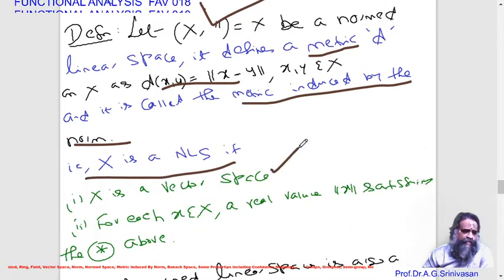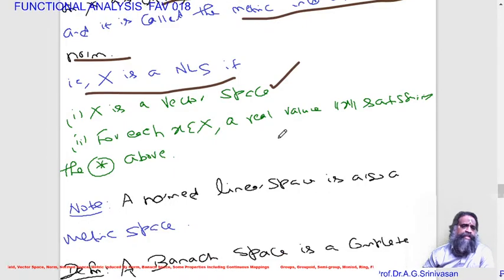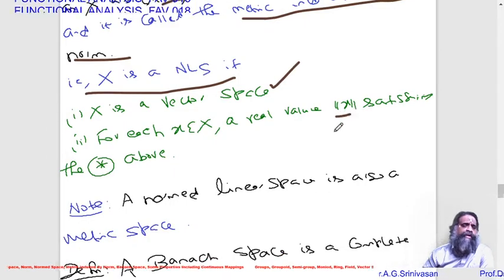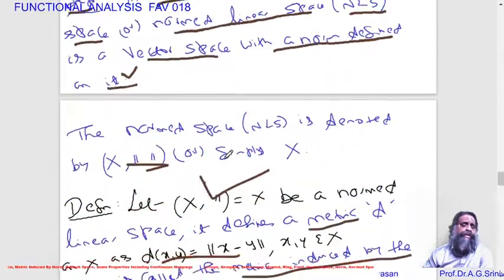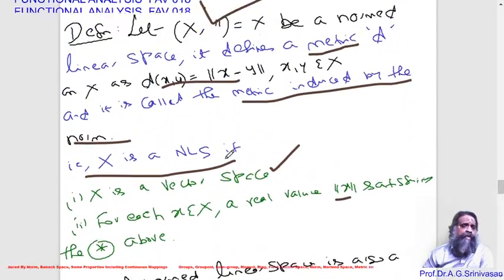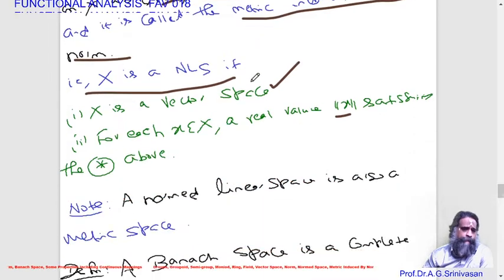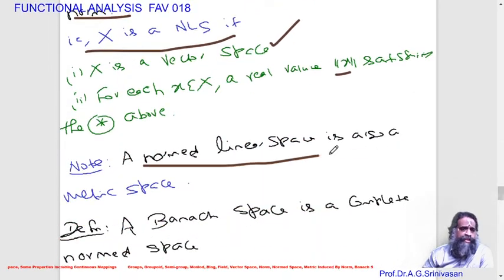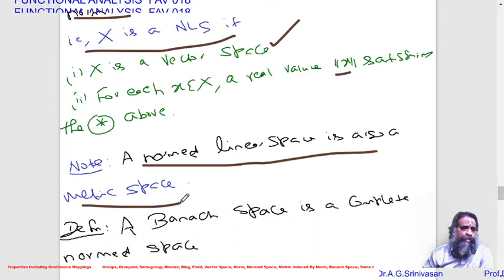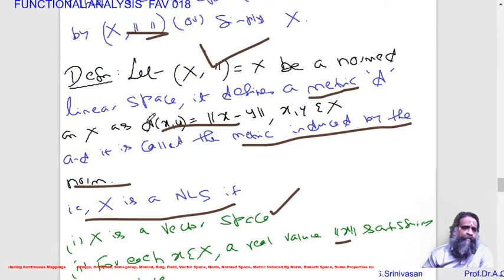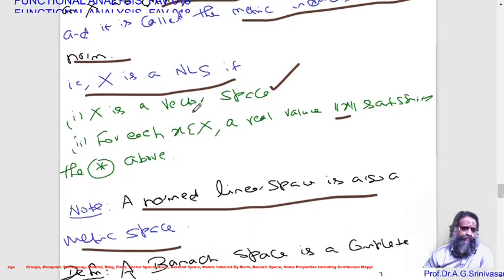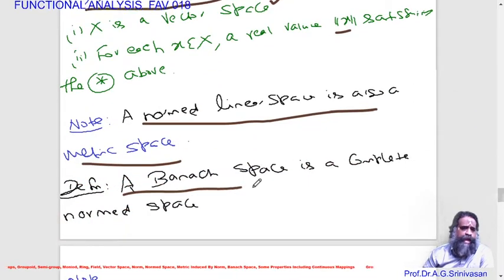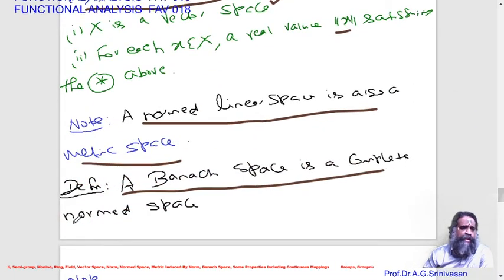It should be a vector space first, and for each x in X there is a real number associated satisfying these axioms, which we call star. And we also have a metric defined on that. A normed linear space is a metric space. We already proved it, because for the given norm you can define a metric, and showing it's a metric is very, very easy. A Banach space is a complete normed linear space.